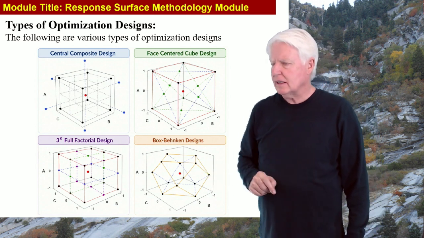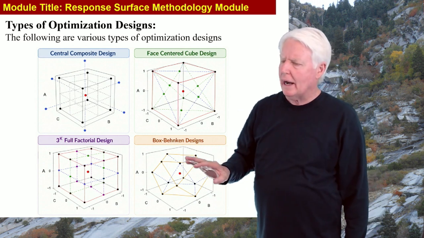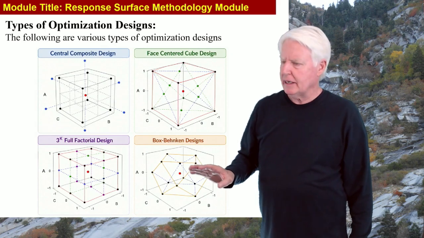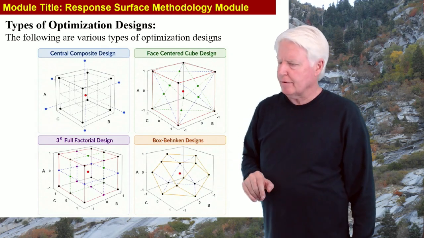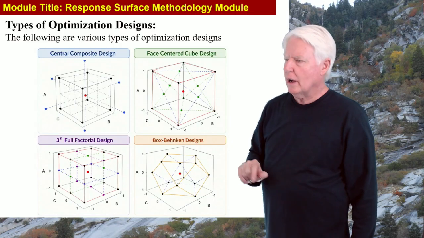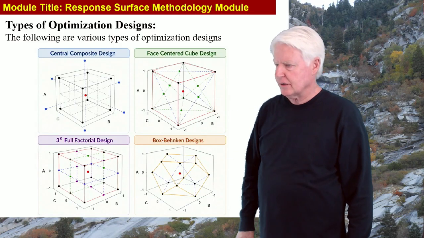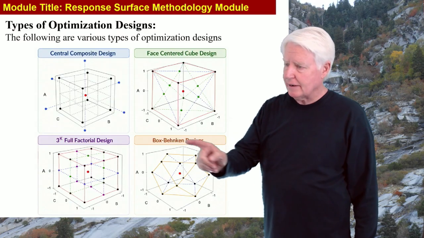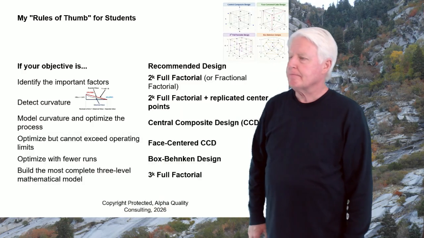It does have a disadvantage. It doesn't give you quite the ability to predict values throughout the informational envelope. It's not quite as powerful as the central composite design. But if these corner ones create a problem, a safety hazard, then definitely you'd want to go to this one.